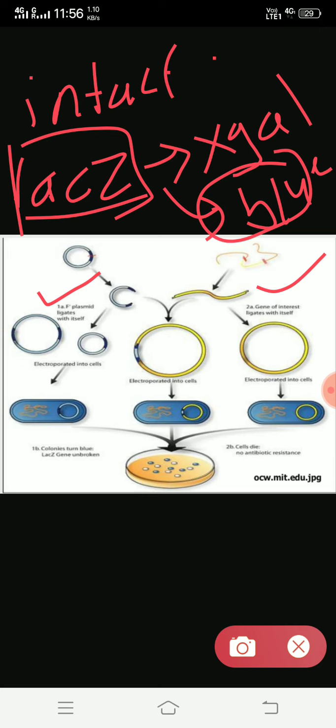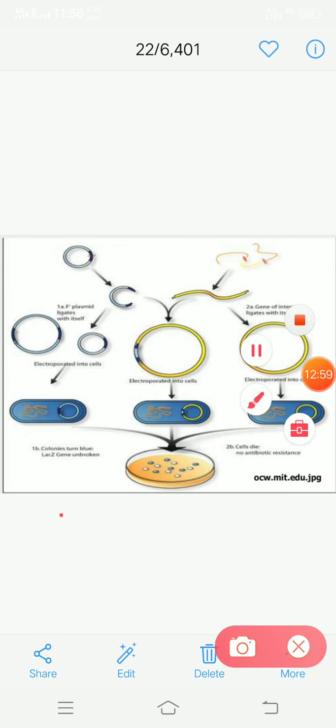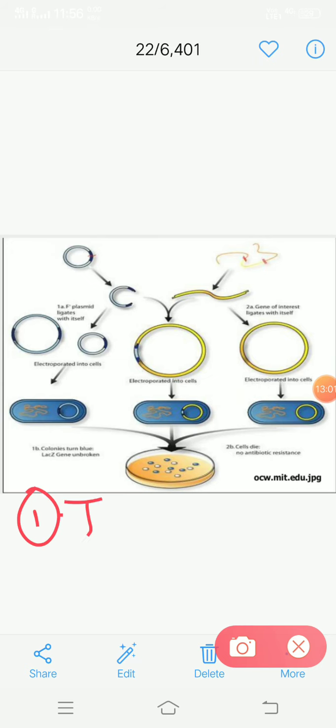It is a selectable marker which is used to identify the transformed and the non-transformed. So which colonies will grow? Those which are antibiotic resistant, that only grow, meaning the transformed colonies. First, the transformed colony only grows on this medium, because it contains the ampicillin.